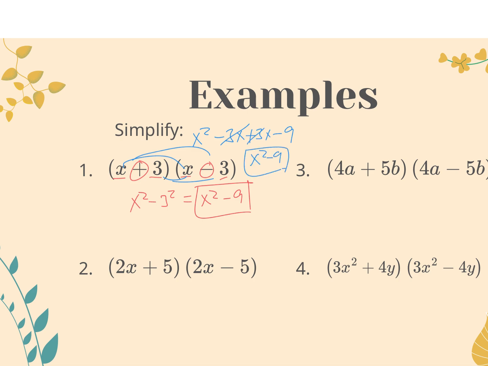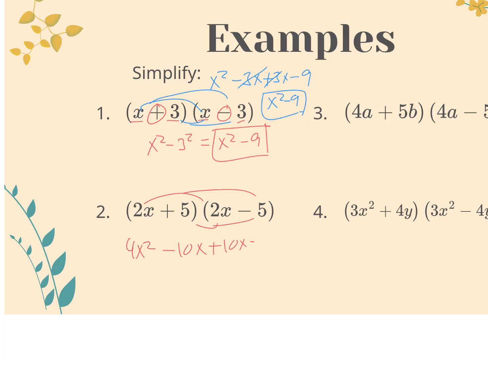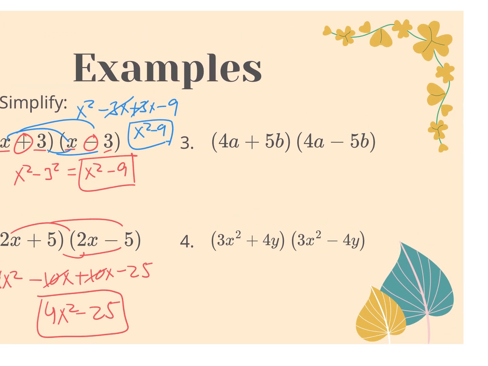This is the one special product that I do like to memorize and apply instead of FOILing it, but it's your choice. For the next one, I'll just FOIL it and we'll see what we get. 2x times 2x is 4x squared. 2x times negative 5 is negative 10x. 5 times 2x is plus 10x. And 5 times negative 5 is minus 25. Then minus 10 plus 10 cancel out, and so we get 4x squared minus 25. Of course, you can memorize the special product if you want to. I'll show you how that would work in the next one.